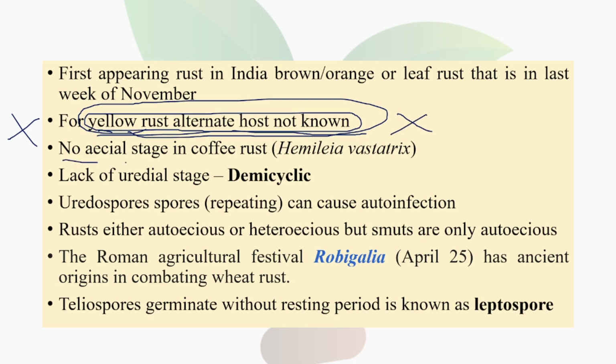Okay, no aecial stage is present in coffee rust. Coffee rust is caused by Hemileia vastatrix, right? This Hemileia vastatrix was very severe in Sri Lanka, and it was introduced to India in which year? 1879? No, it is actually 1869, close to that, yes.